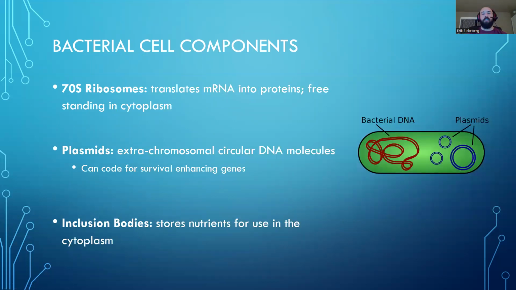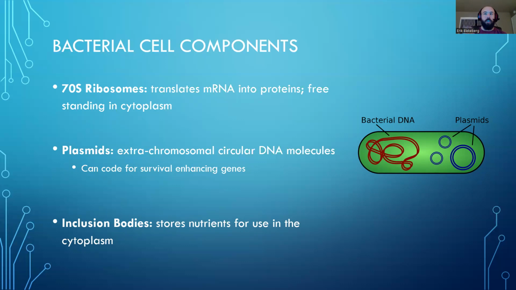So we have the ribosomes. Ribosomes are going to translate mRNA, that's messenger RNA, into proteins, and they are freestanding in the cytoplasm. So all these do, they act as little programmers, little coders is what they do. They make more DNA. You have plasmids. These are extra chromosomal circular DNA molecules, and they can code for survival enhancing genes.